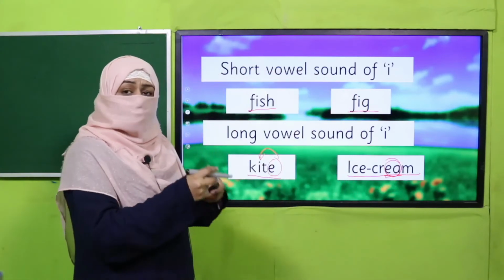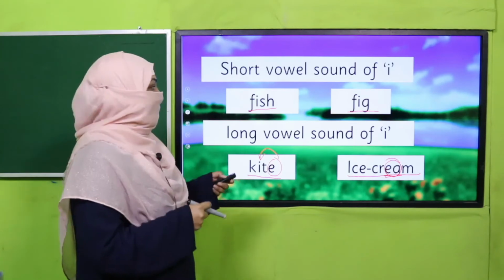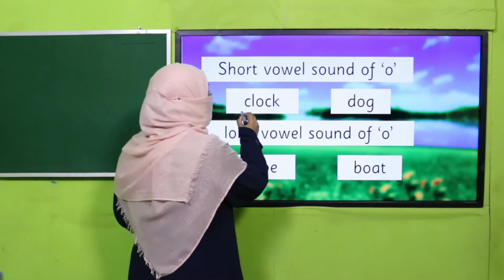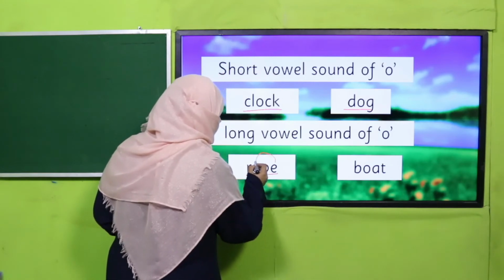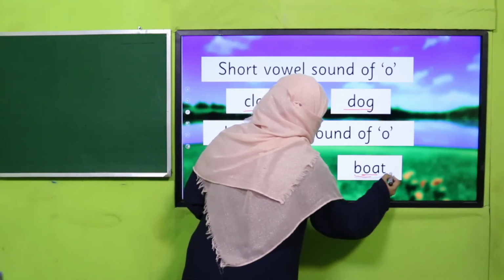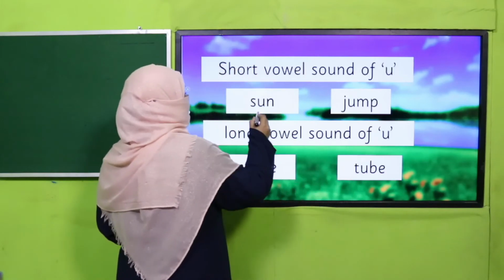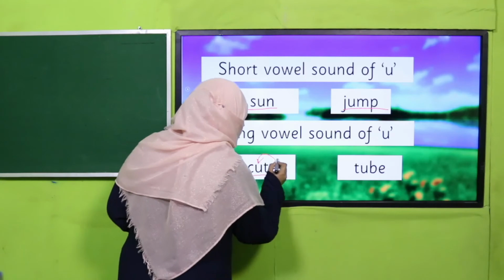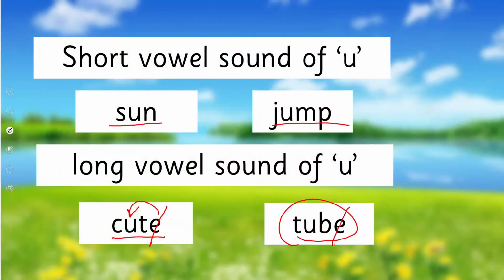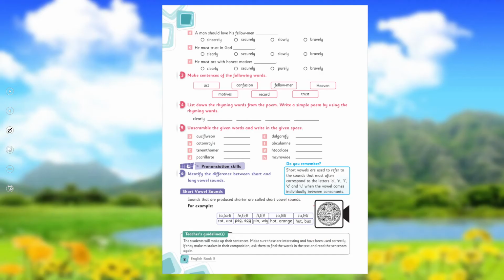Okay, now you will have to find it quickly. Next is, oh, clock, dog, rope, okay, again, boat, you know the rule. Sun, jump, cute, tube, you see? And now it's our practice time.